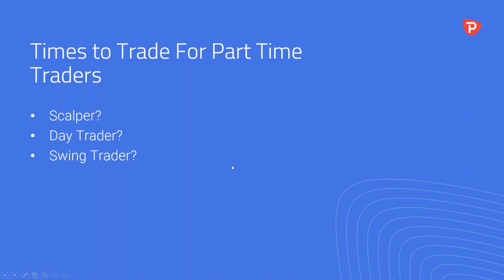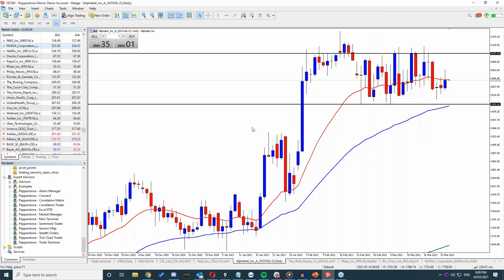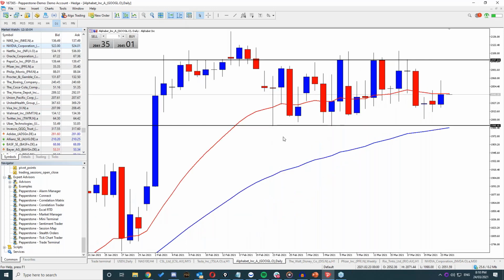So let's jump straight into the charts, Ty, and actually have a look at what it takes to recognize, from a top-down approach, when we're in a range-bound market and we may want to look for scalps in each direction. I think Alphabet, or Google as many people know it, presents a very classic range-bound market right now.